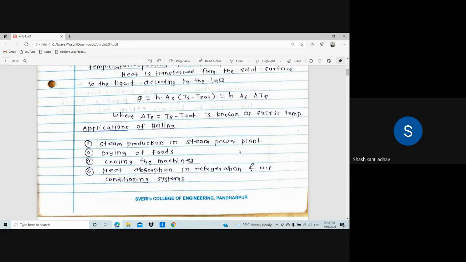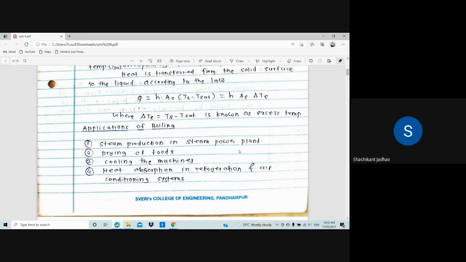Okay, so that involves phase change from liquid to vapor state. Then what is the equation which is related to the boiling? That is Newton's law of cooling. And what is that equation? Q is equal to h into A into delta T. Okay, so this is about the boiling.